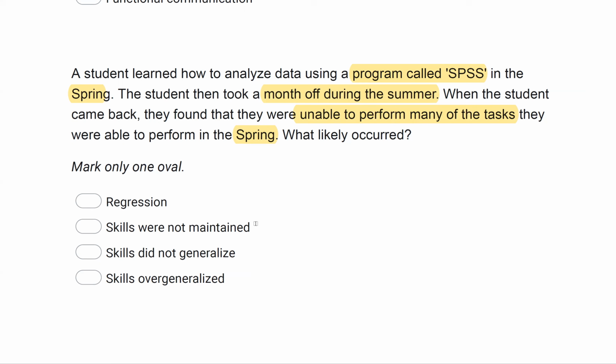Remember, maintenance occurs when a skill stops appearing, or we can't evoke a skill anymore, or someone can't do something they could before after teaching has stopped. So since this student took a whole month off during the summer and stopped learning and stopped working on it, they were unable to maintain their skills. So skills were not maintained.